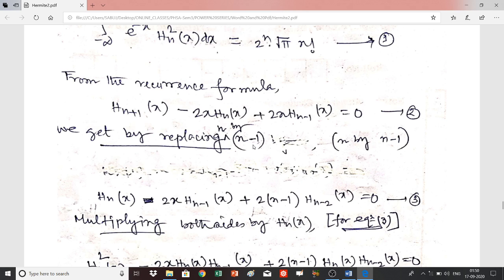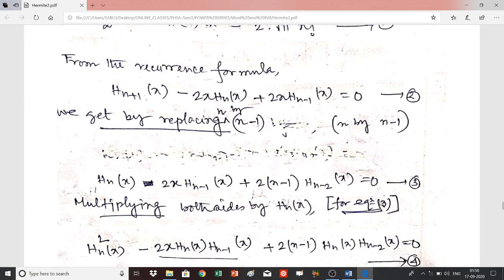Replace n by n minus 1 in this expression. Then the first term will give you H_n(x), then minus 2x H_{n-1}(x), then plus 2(n-1) H_{n-2}(x), that is equal to 0. And this is equation 3.